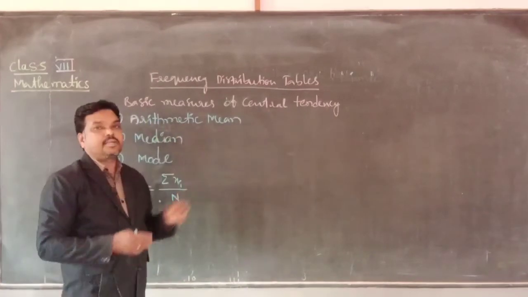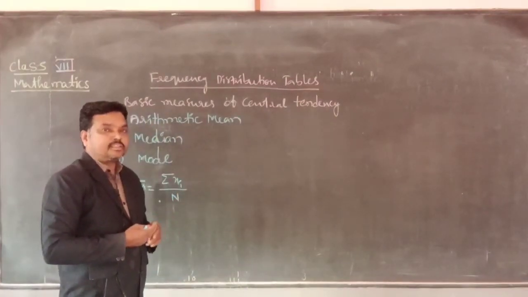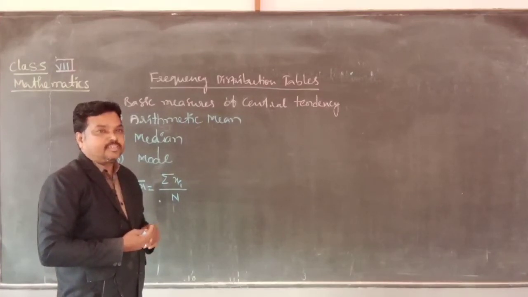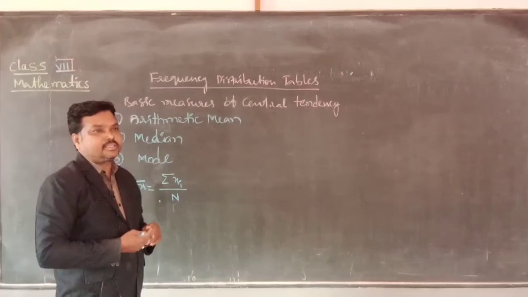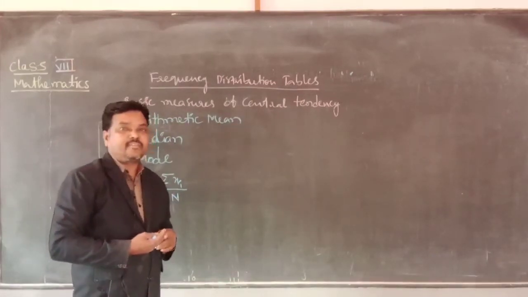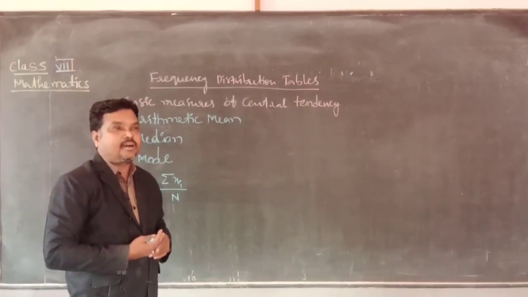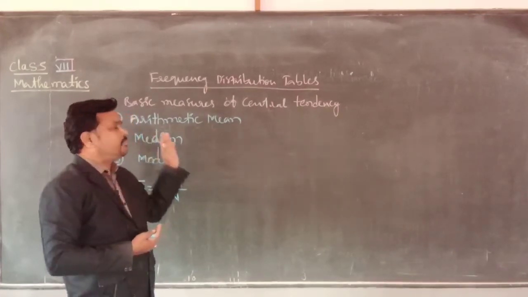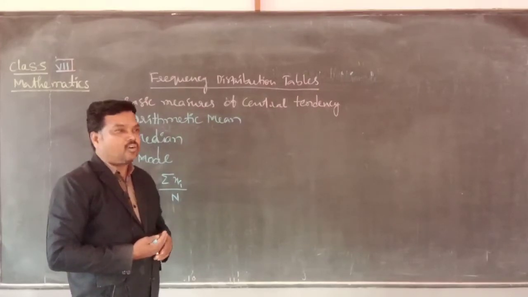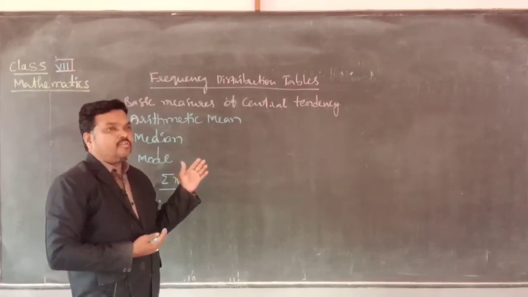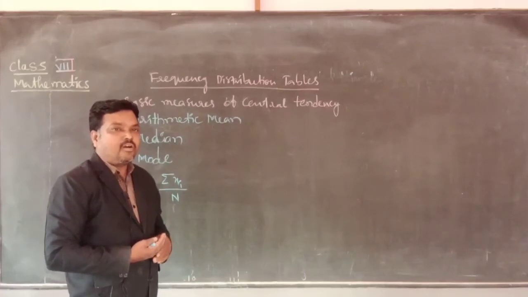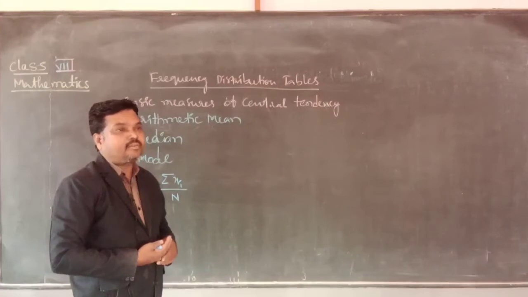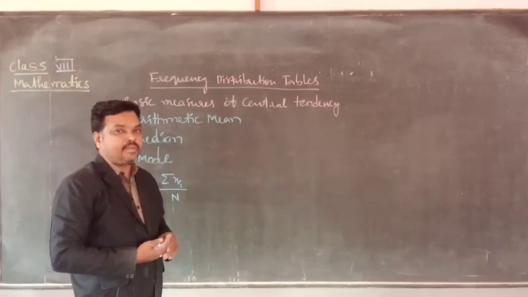Arithmetic mean is nothing but average. The arithmetic mean or average formula is the sum of the observations. Observations means the given numbers, that may be temperatures, rainfall, marks, amounts, weights, whatever. So observations means the given values. Divide the sum of all observations by the number of observations to get the arithmetic mean.